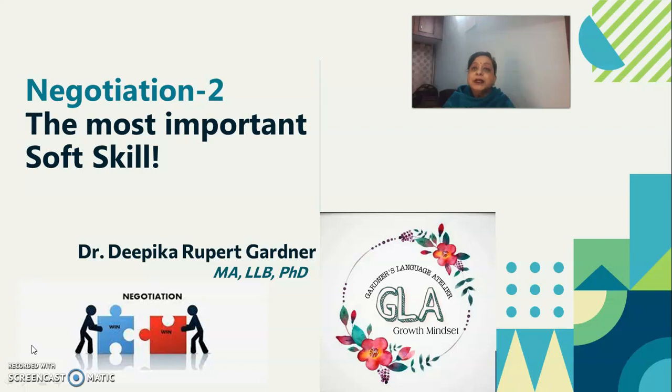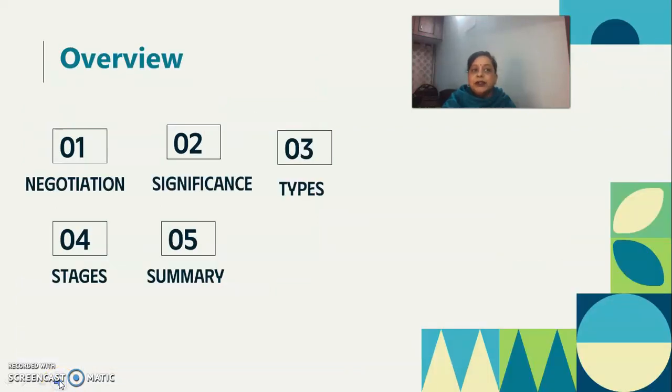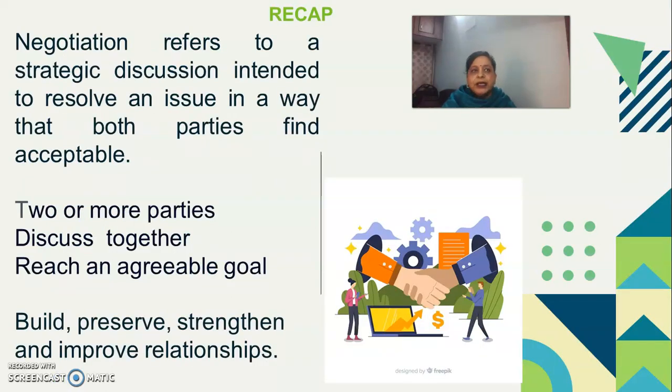In the first one I had told you that it's the most important soft skill. So today we'll be discussing the second part of it, the various types of negotiations and the stages. I've already finished defining negotiation, its significance, the principles, the thumb rule. Now today we are going to deal with the types, stages and summary. So let's have a quick recap.